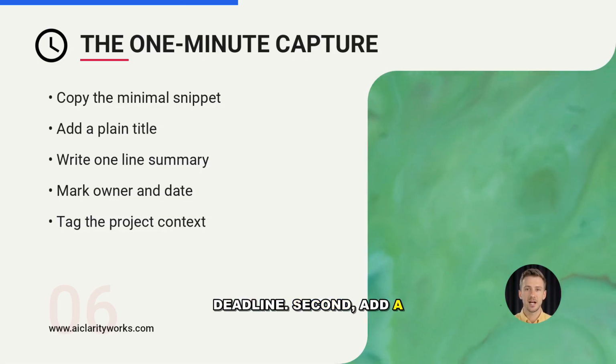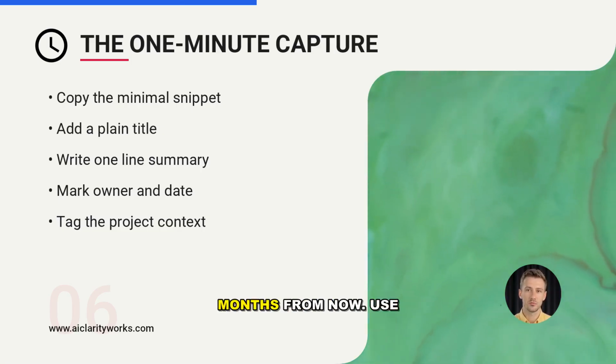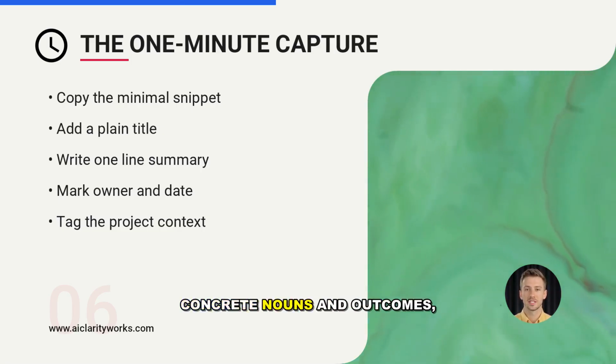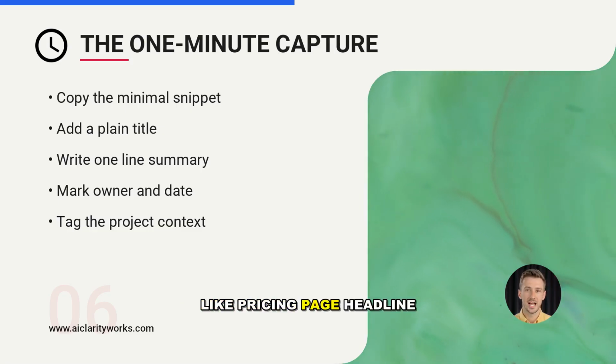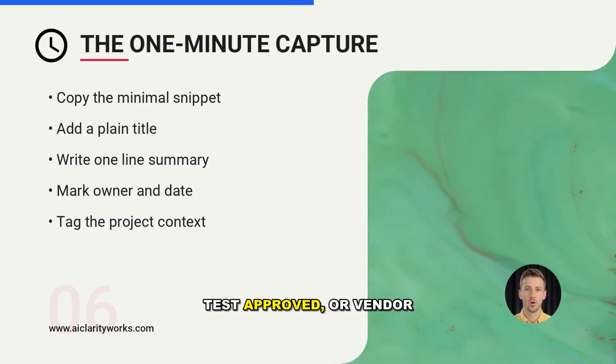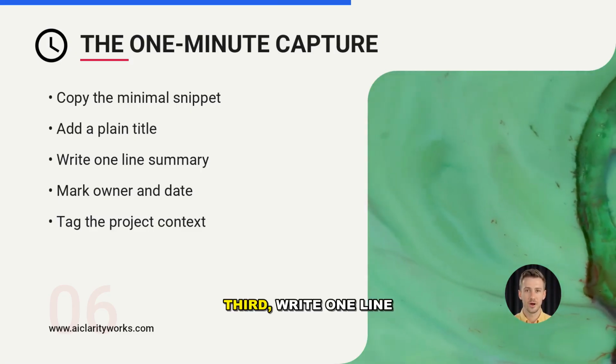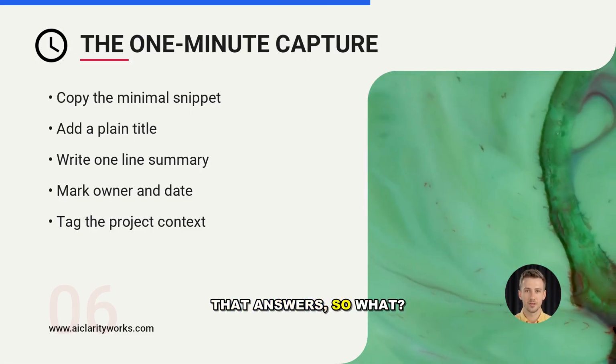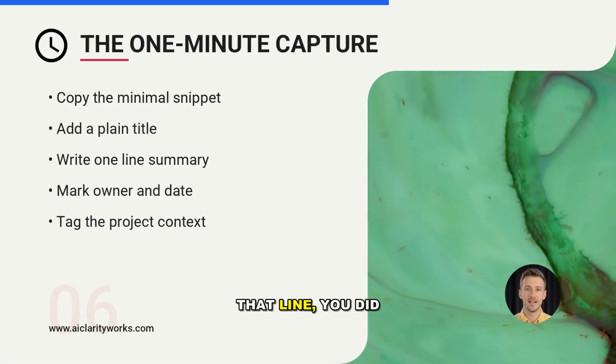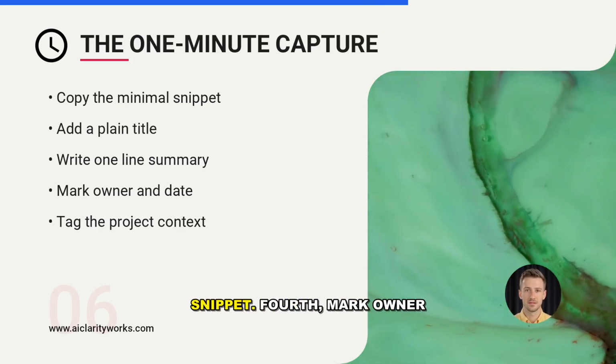Second, add a plain title that would still make sense 3 months from now. Use concrete nouns and outcomes, like pricing page headline test approved, or vendor X security review blocked. Third, write one line that answers, so what? If you cannot write that line, you did not capture the right snippet.